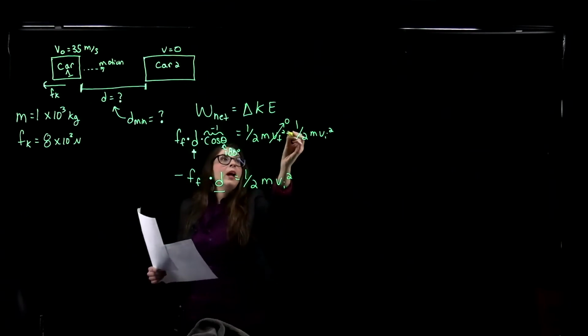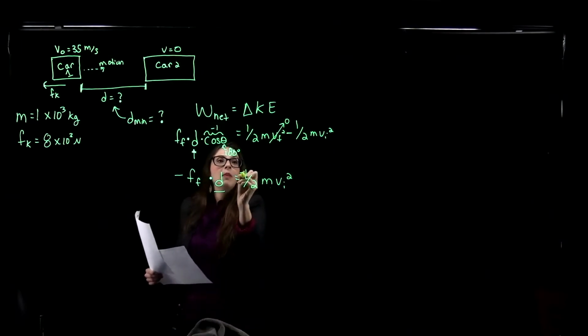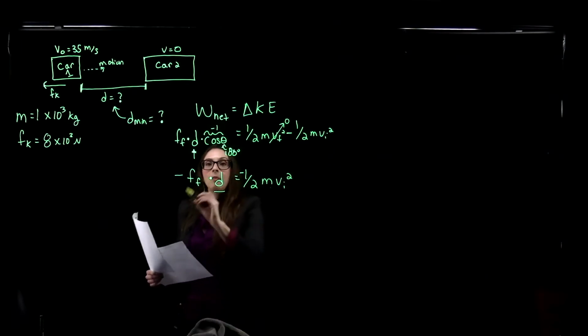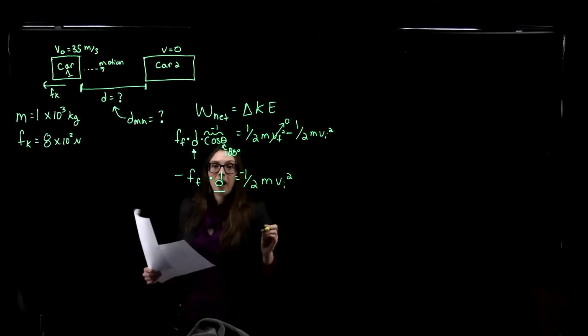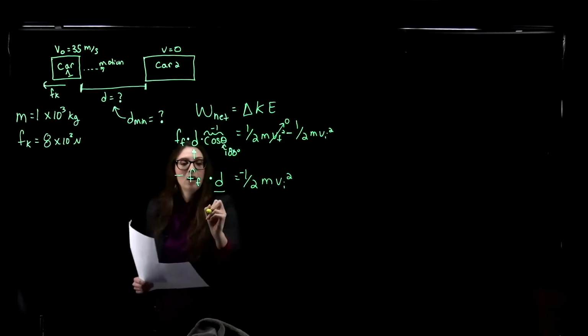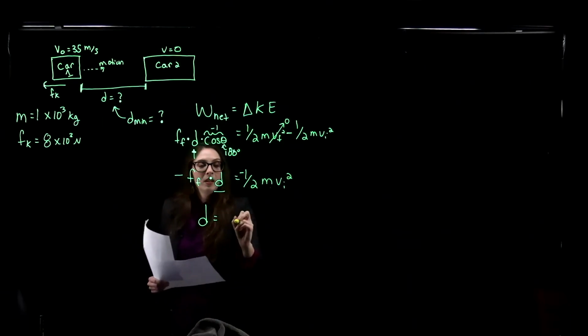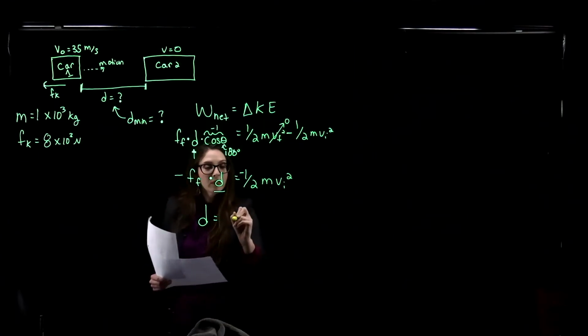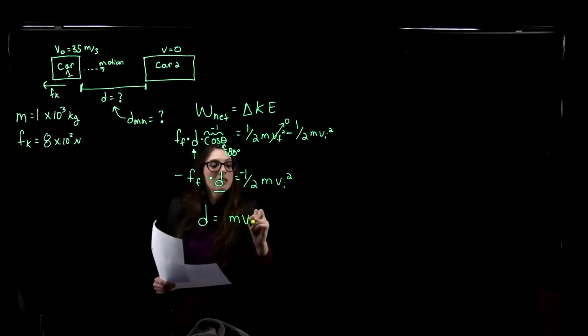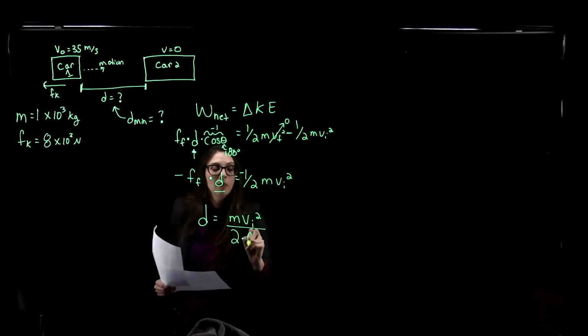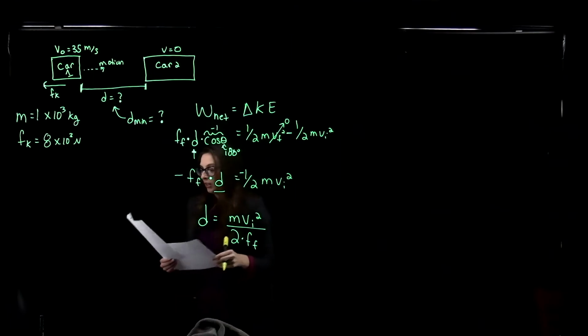So now we solve this equation for d. Oh, and I lost my minus sign over here because there's a minus 1/2 m v initial squared. There's a minus sign there. But we've got a minus sign on both sides, so those are going to cancel with each other. And we find that the distance we need to stop equals the mass times the initial velocity squared over 2 times our force of friction.